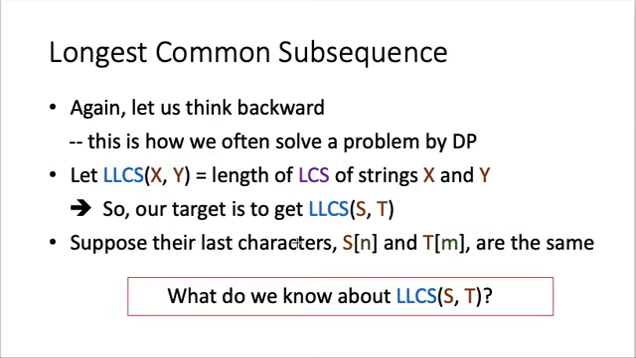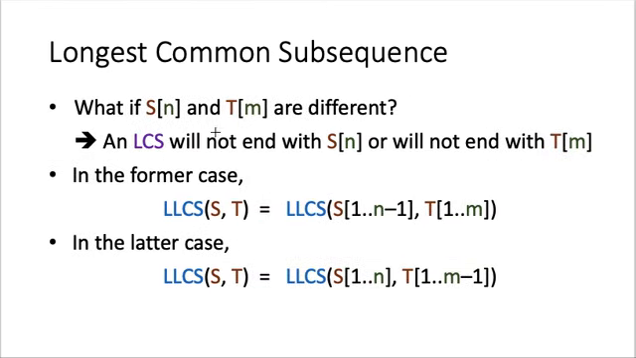Now this is one case, but this may not be all the possible cases, right? It could be the case that Sn and Tm are different. But if such a case happens, then we know that the longest common subsequence cannot end with Sn or it cannot end with Tm. Because these two are not the same, right? So either it is not ending with Sn or it is not ending with Tm. So it cannot end at Sn and Tm, because they are not the same.